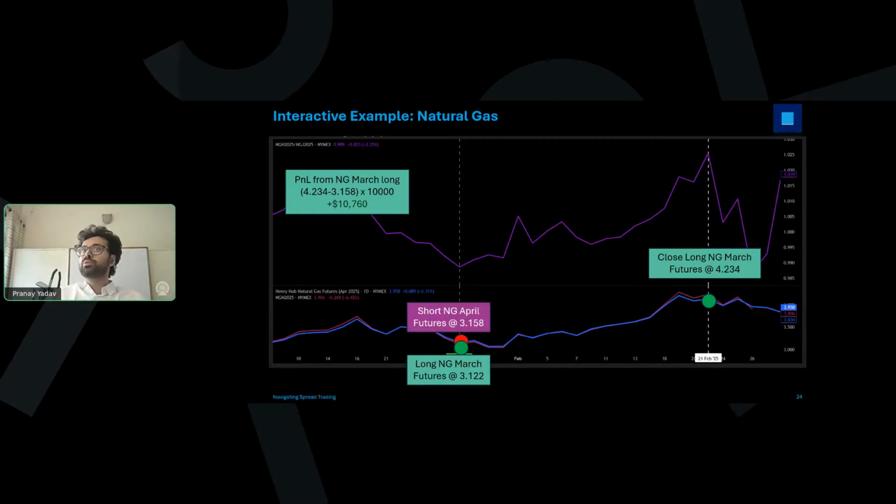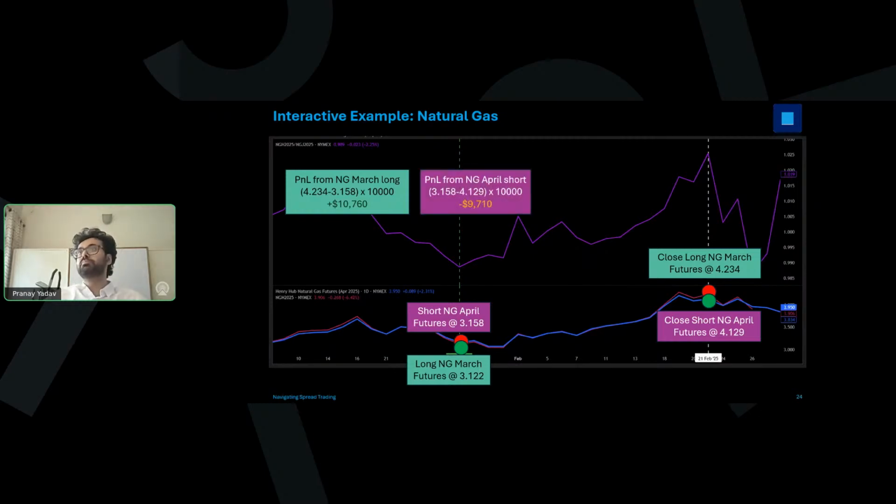But that's not the only position at play here, right? Because our actual position here consists of both a long position in March and a short position in April. Now, the short position in April, we enter that at 3.58, and a month later, we exit that at 4.129. Because that price also increased, the short position will clearly be loss making. You lose about $9,710 as a whole as a result of that short position.